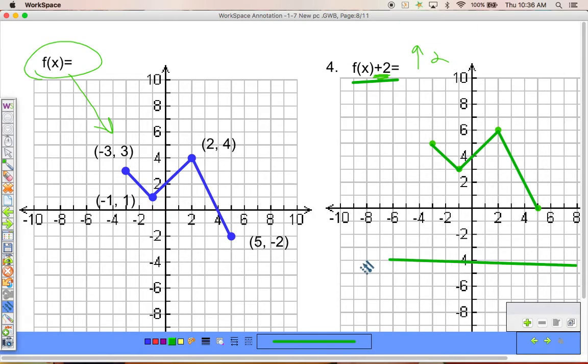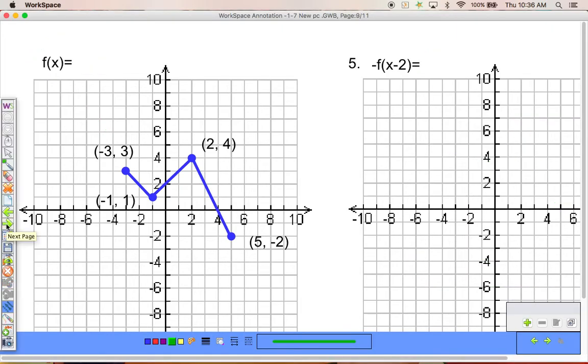No different than if it was a u, a v, a parabola, whatever it is. It's going to be the same idea. All right, last one. Going back to the beginning, this is f of x. I want the negative f of x minus 2. So I start on the inside, so I'll move all those points right 2. And then the negative on the outside is a reflection over x.